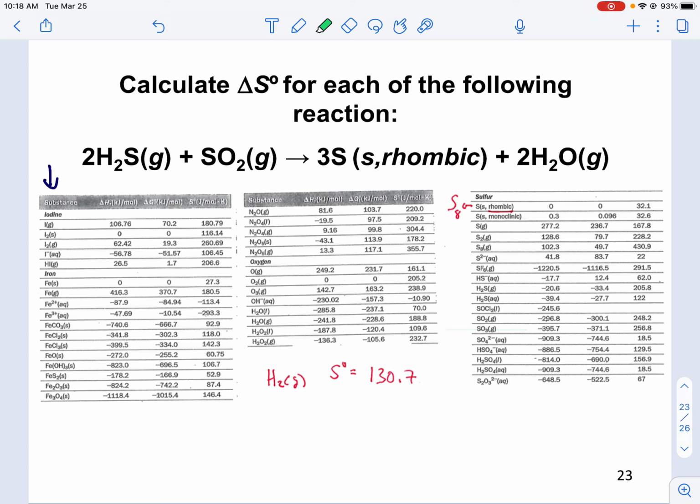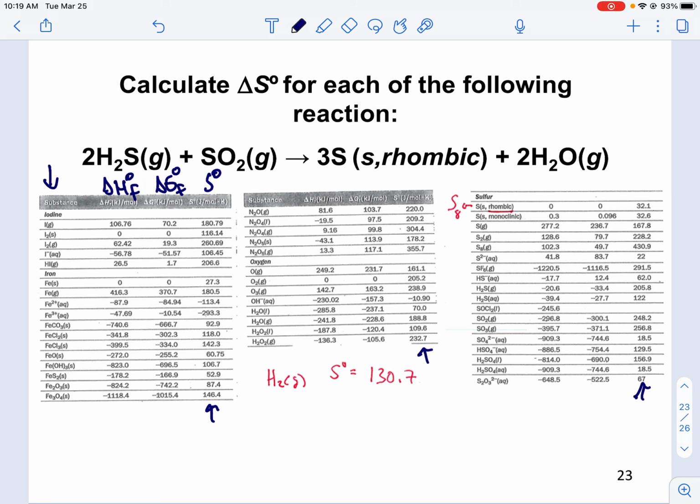We have the delta H is the first column. This is your standard delta H of formation, if you remember that. Your standard delta G of formation, if you remember what the formation reaction is, that's the reaction for the formation of 1 mole of that product from the elements in their standard states. We'll talk more about that on Wednesday. And this is your absolute entropy. So this third column is what we're looking at.